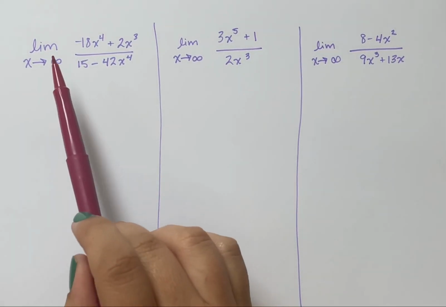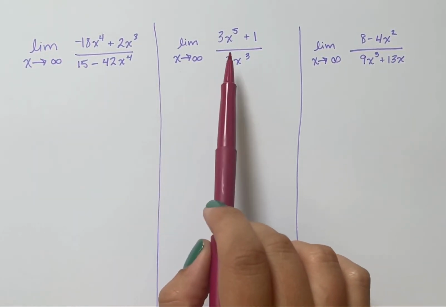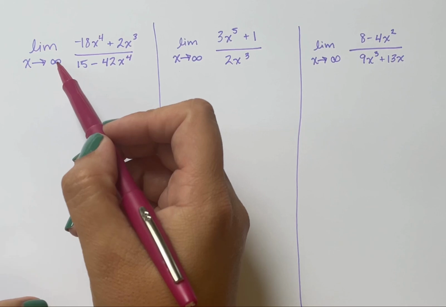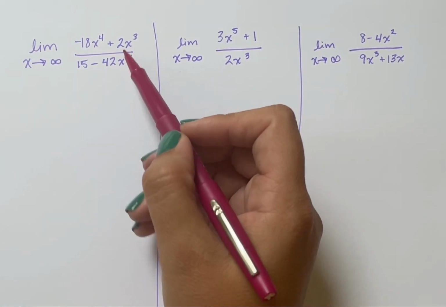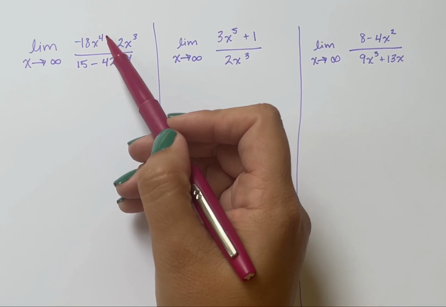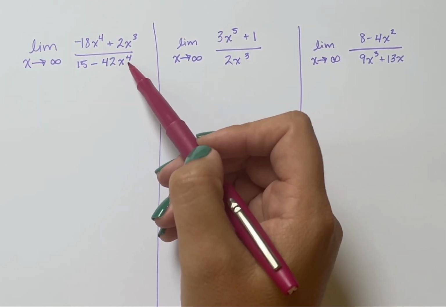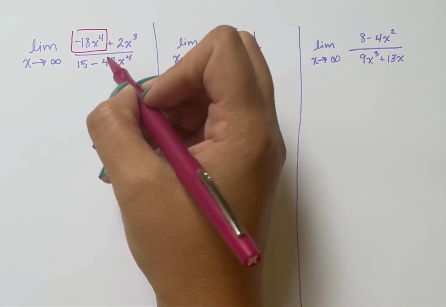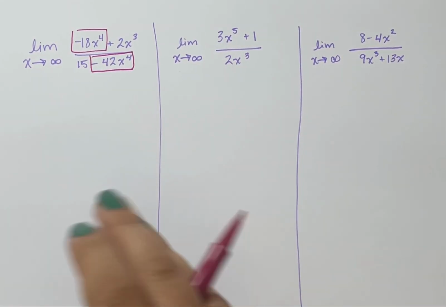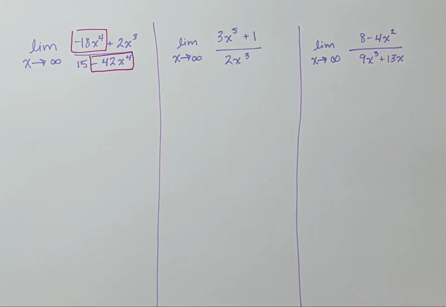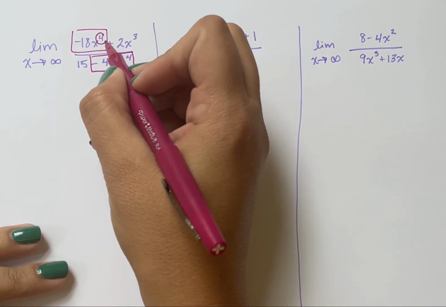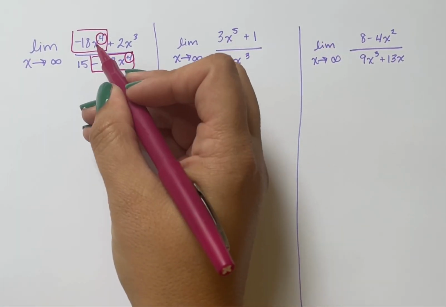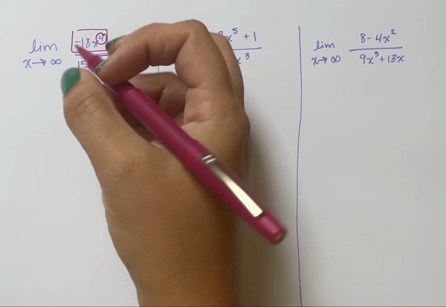Here we're looking at three different limits as x approaches infinity of different rational functions. So for this first rational function, if I imagine plugging in infinity everywhere I see x, the infinity to the fourth power and this infinity to the fourth power, those are the highest degrees. So that means those terms are the only ones that are truly having an impact overall as I approach infinity. So when I have this situation where the degree of the numerator is equal to the degree of the denominator, these two terms are the only two that I have to focus on.